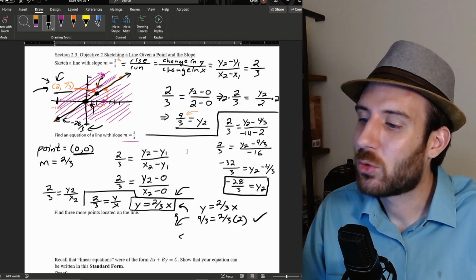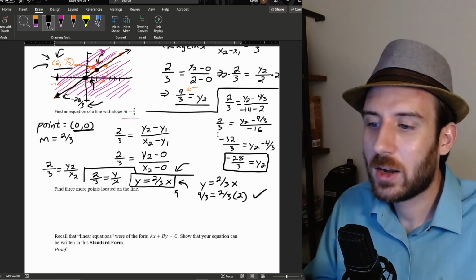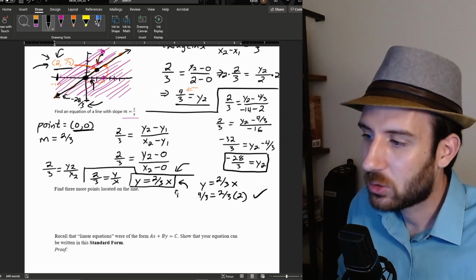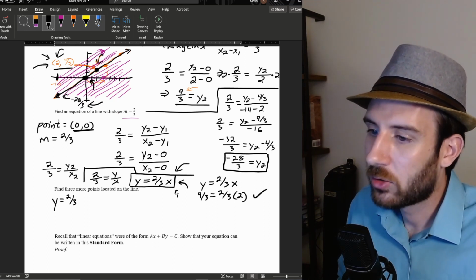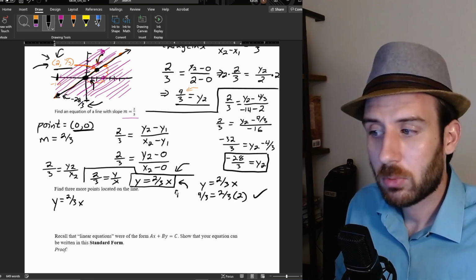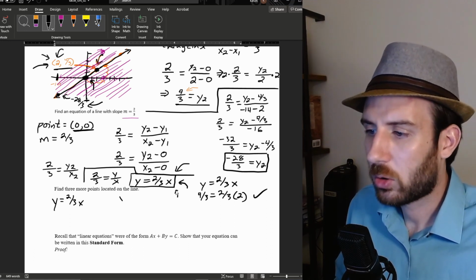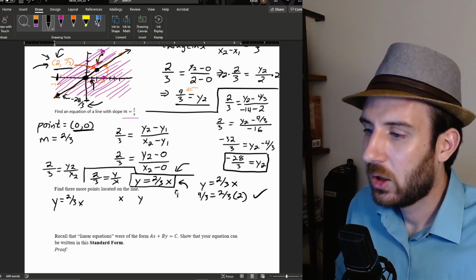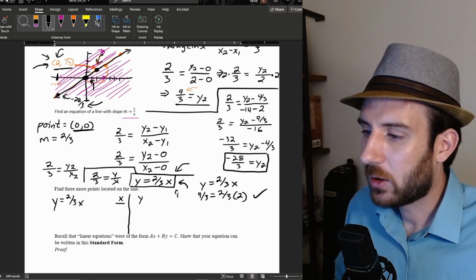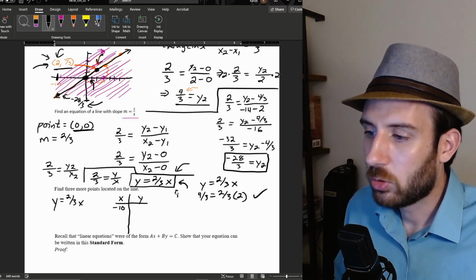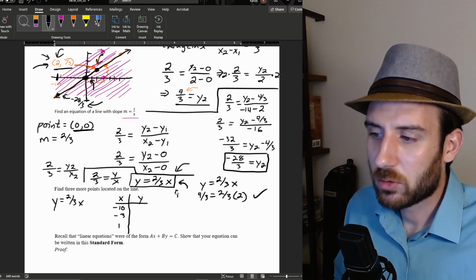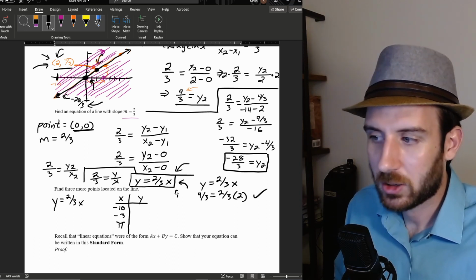So let's see if we can find 3 more points located on this line. Well, now that we have the equation for this line, y equals 2/3 x, let's pick some points. So maybe I will choose, and I'll organize this in a table to make it nice and pretty, some x values. Maybe I'll choose -10, maybe I'll choose -3, and maybe I'll choose a fun number like pi. Let's plug it in and see what happens.